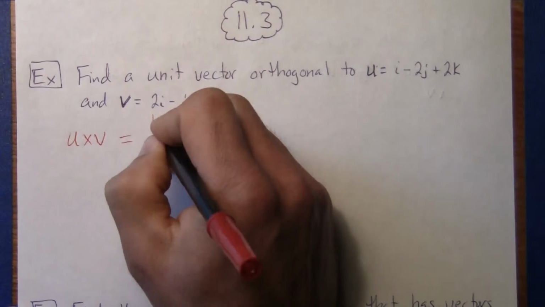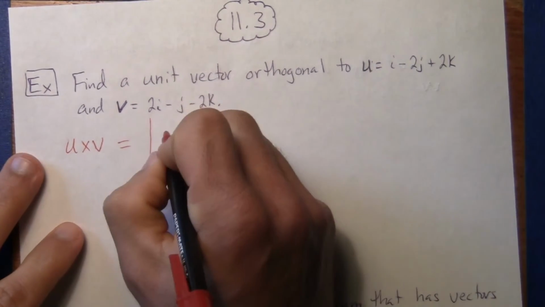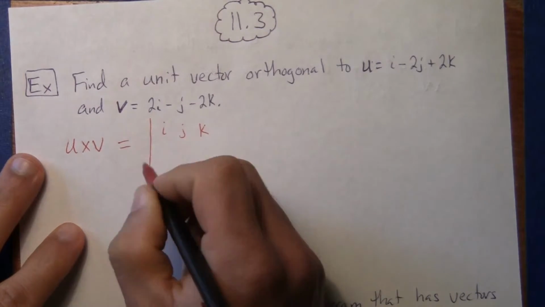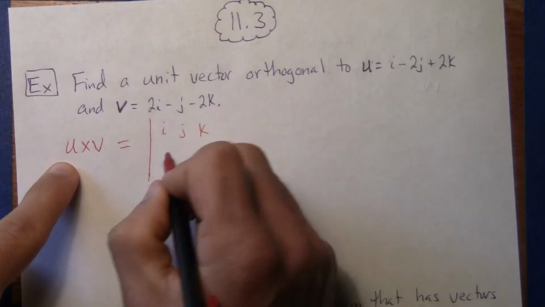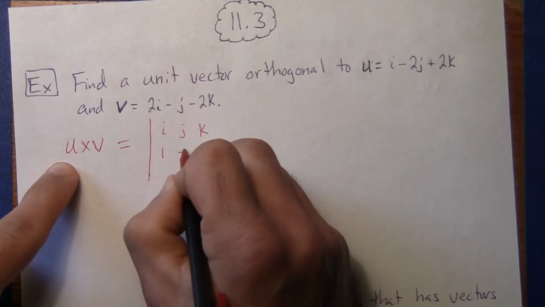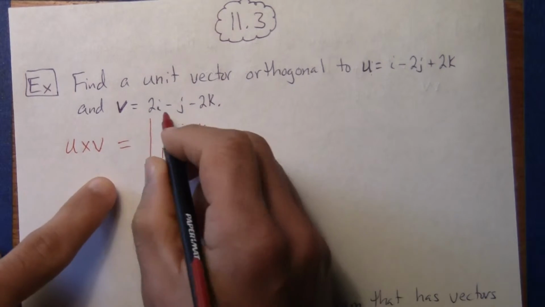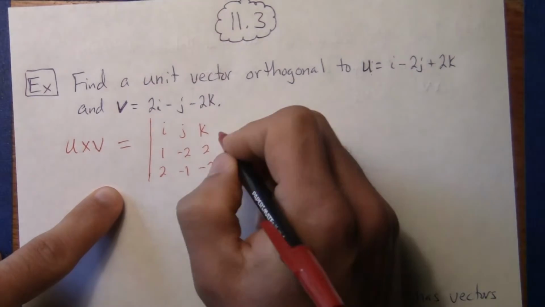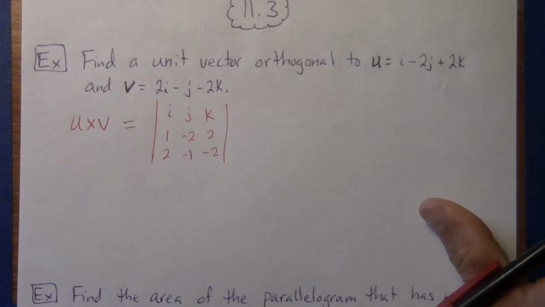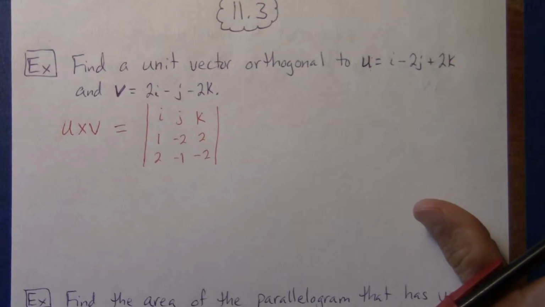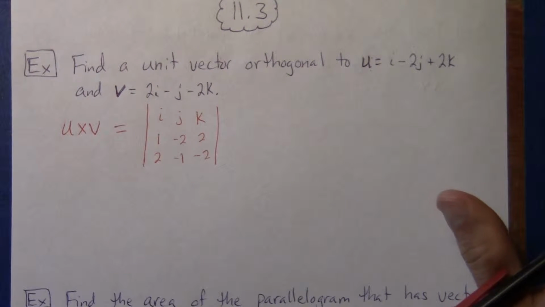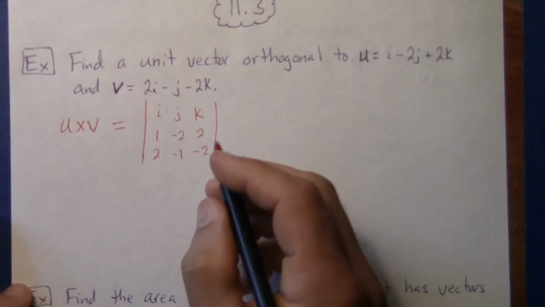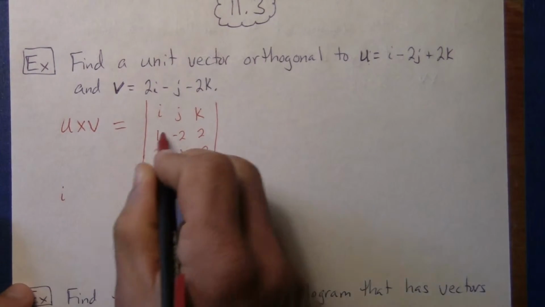That means that I set up my determinant where I have i, j, and k, and then vector u, since u is first here, is going to be 1i, negative 2j, 2k, and then v is 2i, negative 1j, and negative 2k. And now I just need to find the determinant of this matrix. It depends on how you want to do it. If you like doing the arrow thing like I like doing, that's fine. If you want to expand it by row or column, that's fine.